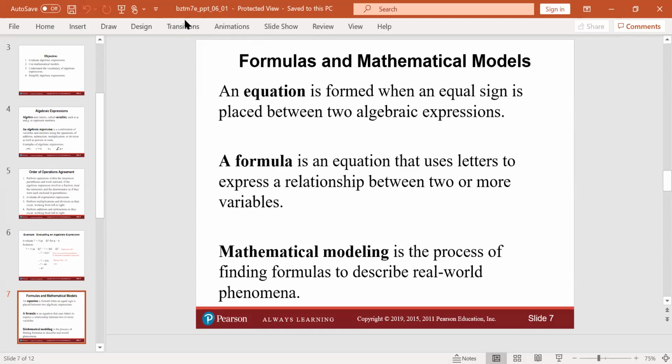So, as I promised before, an equation is simply two mathematical expressions with an equal sign somewhere in between them, an equal sign separating them.